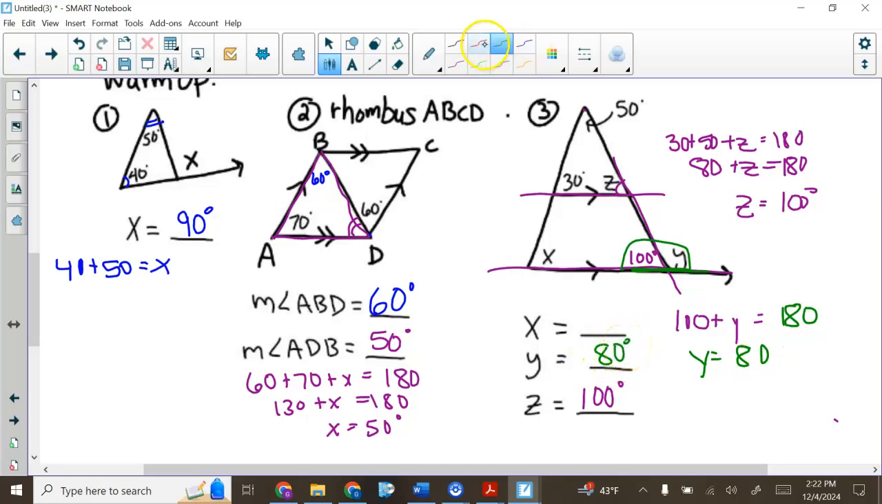Okay, and then x, we can use that same idea. Parallel lines cut by transversal. Corresponding angles are equal. So x would be 30 degrees.